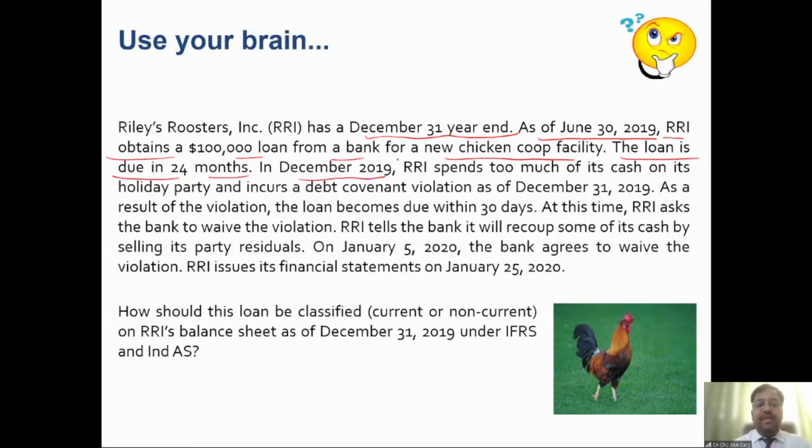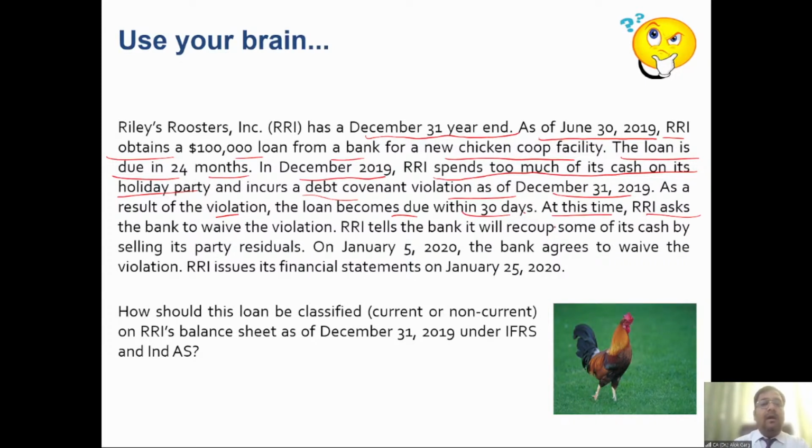In December 2019, that is after 6 months, RRI spends too much of its cash on its holiday party and incurs a debt covenant violation as of 31st December 2019. The bank has given a loan for business purposes, but the company has spent on a party, right? So it means there is a loan term violation. There is a condition violation of a particular loan. As a result of the violation, the loan becomes due within 30 days.